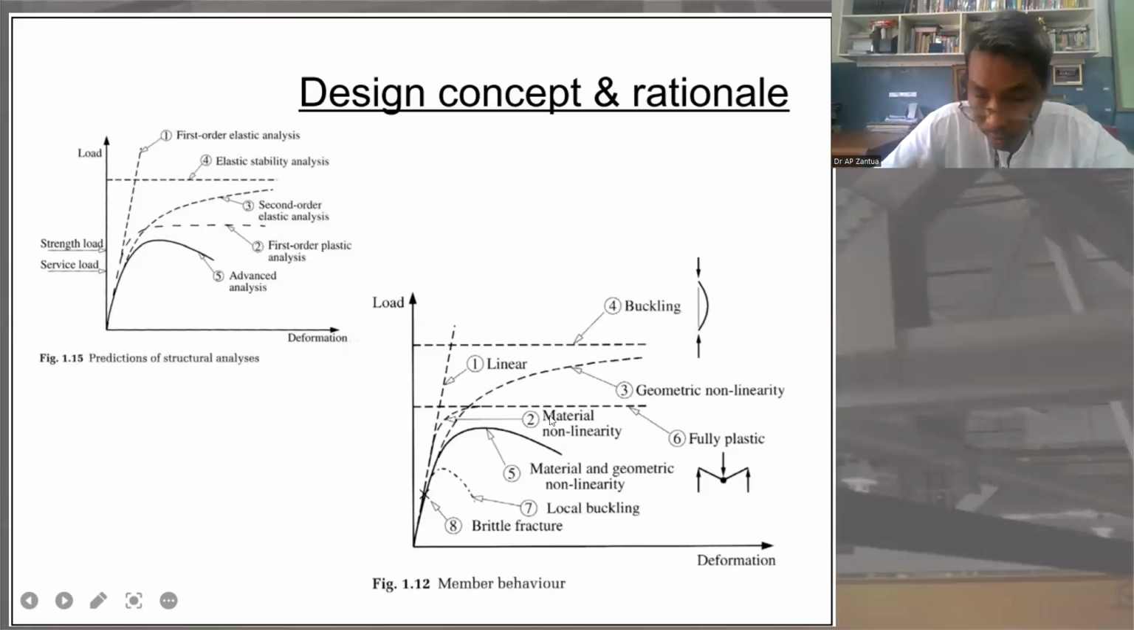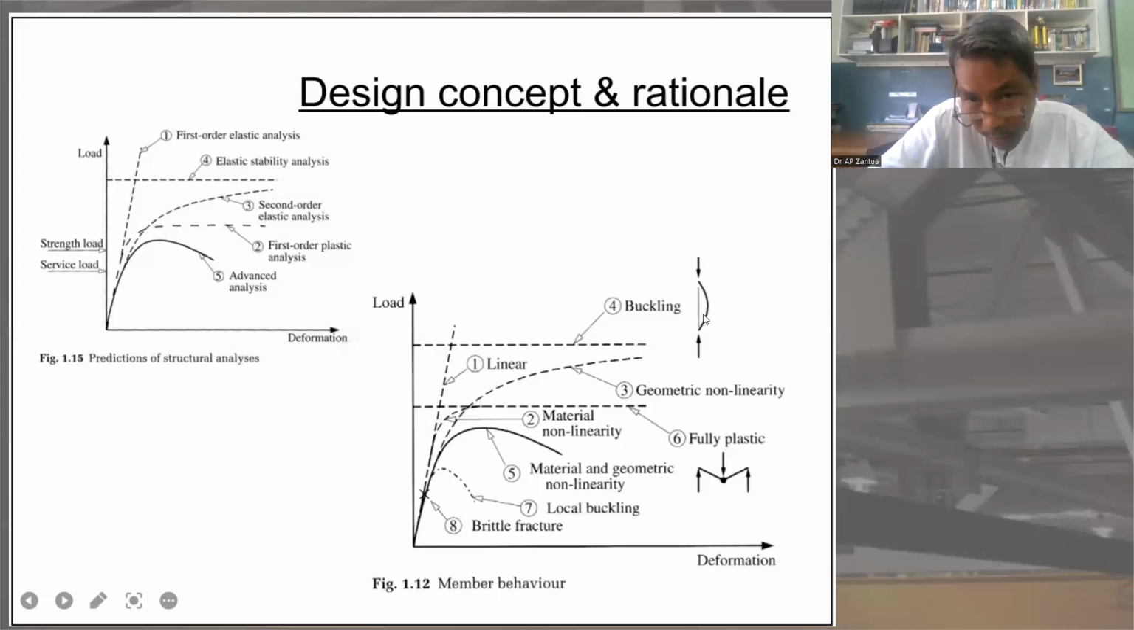That is when we are talking of the behavior or characteristic of the material. That is material non-linearity. Number 3, geometric non-linearity, which is second order elastic analysis. So it looks like this. And number 4, buckling. So that is our buckling part, elastic stability analysis. That is the maximum. Over that is actually the boundary wherein the material will buckle, so we don't need to reach that.